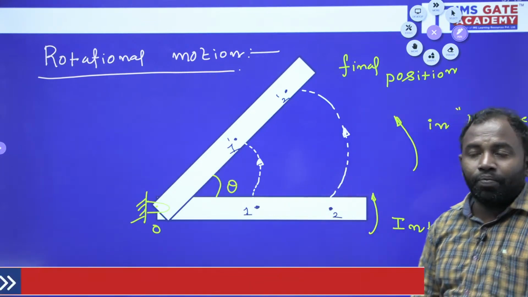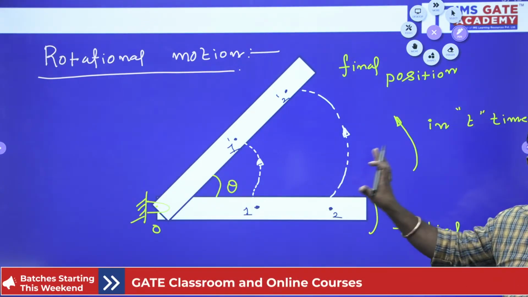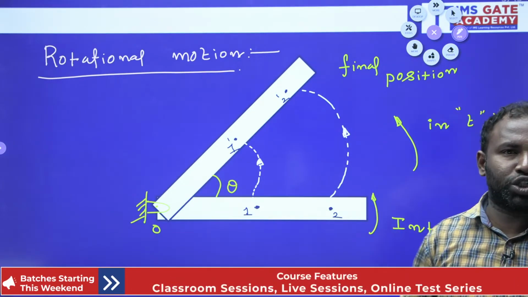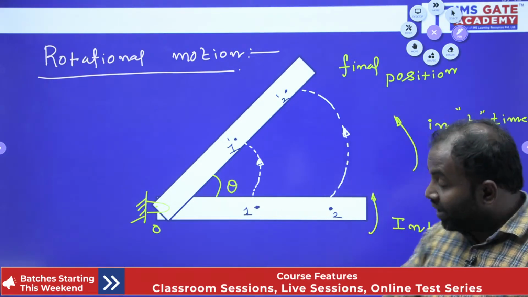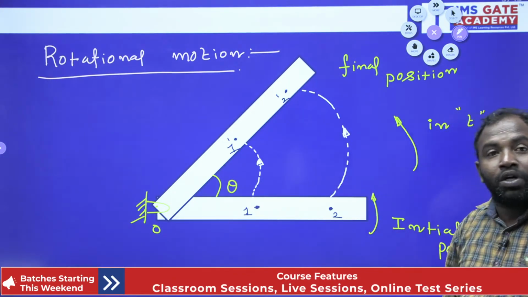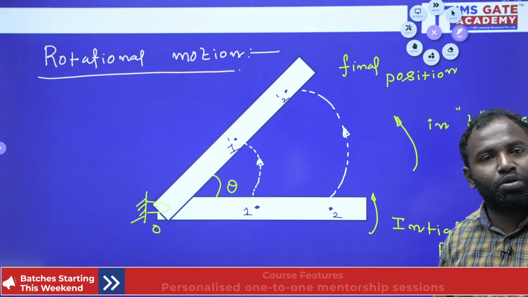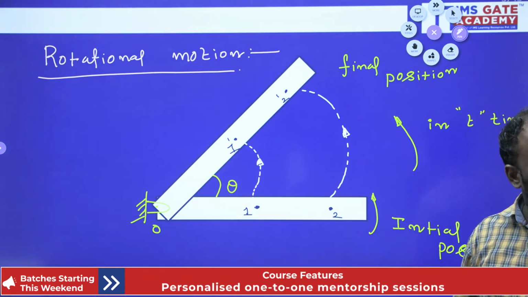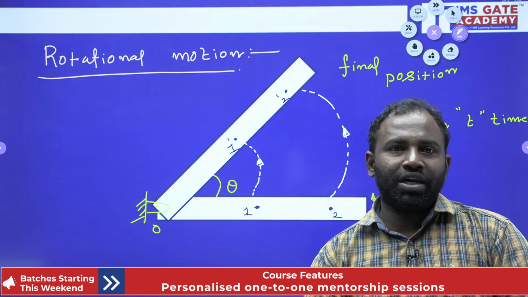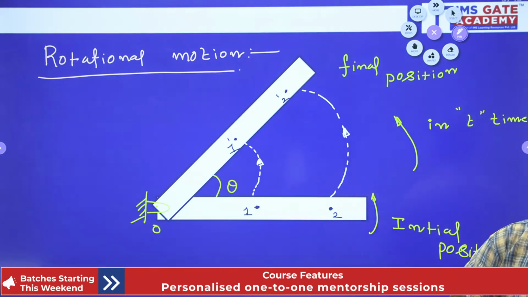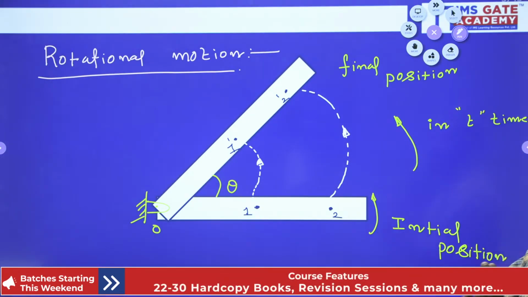Now when the body is in rotation, to study these motion variables, we have two types of motion variables in rotational motion. When a body is under pure rotation, in order to study the motion variables, we have two types of variables, angular motion variables and linear motion variables. Clear everybody, guys? I hope everybody understands, right?